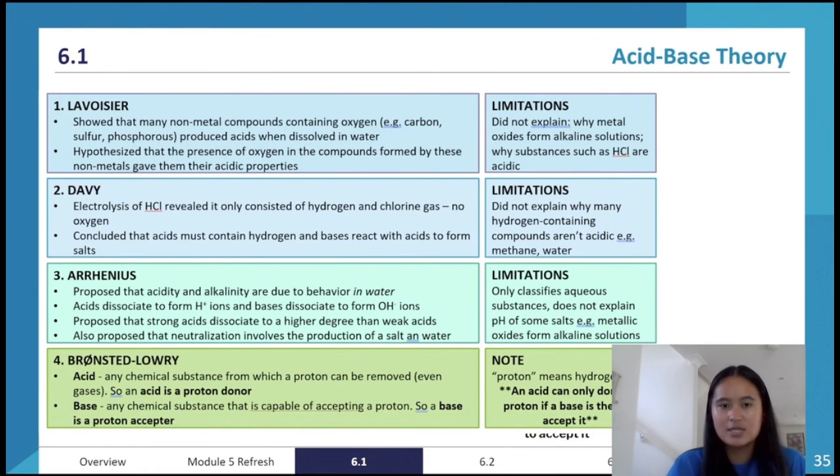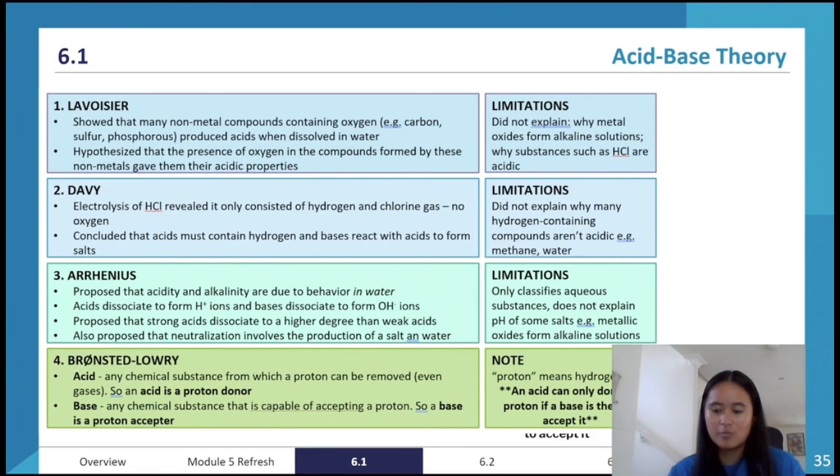So acid's a proton donor, base is a proton acceptor. How do I remember that? Acid has a D in it. D is the same as donor. So acid is a proton donor, base is a proton acceptor. And it can only donate a proton if the base can accept it. So that's Brønsted-Lowry theory. And I love Brønsted-Lowry theory. I think it's the simplest thing to remember, because you just have to remember that one donates, one accepts, and then you can call it a day.